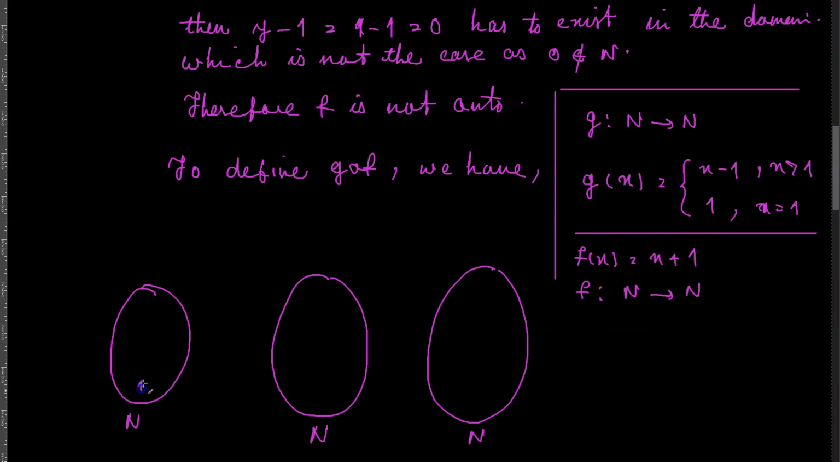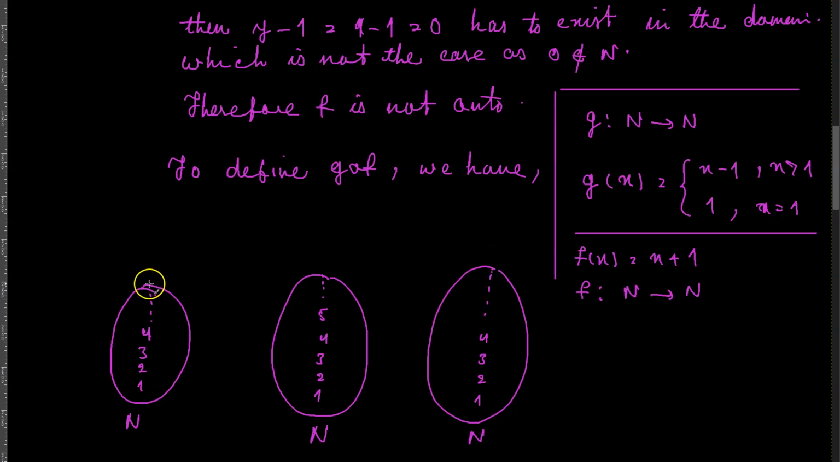Meaning that suppose that you have 1, 2, 3, 4, and so on and so forth, all the way up to infinity in the set of natural numbers. And you have 1, 2, 3, 4, 5, and so on and so forth in the set of natural numbers. And you have 1, 2, 3, 4, and so on and so forth in the set of natural numbers.